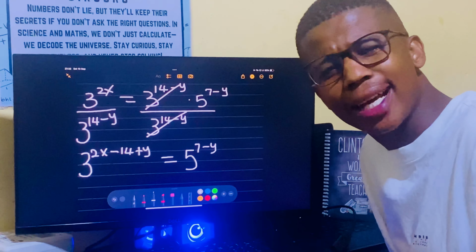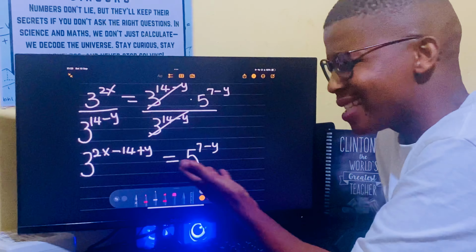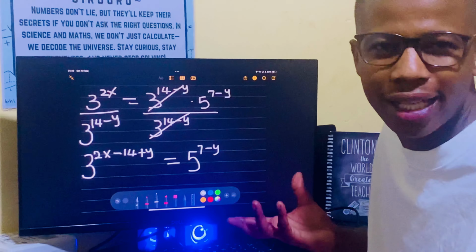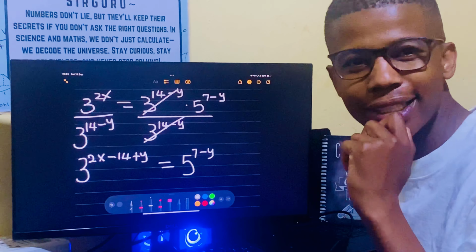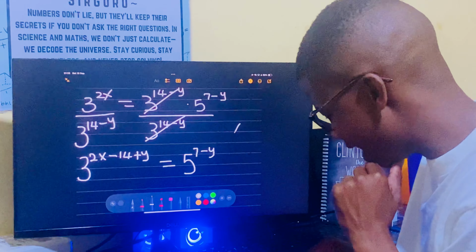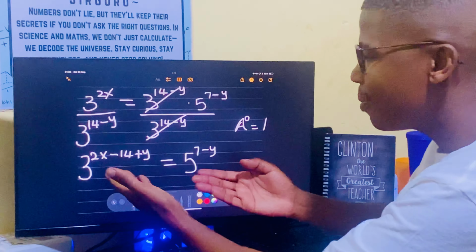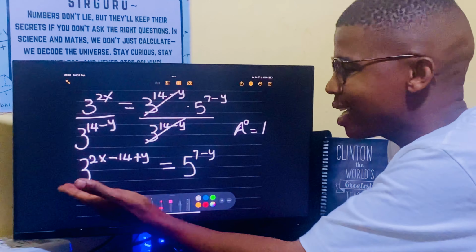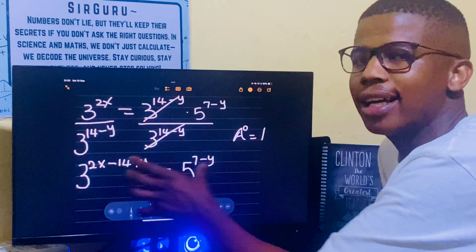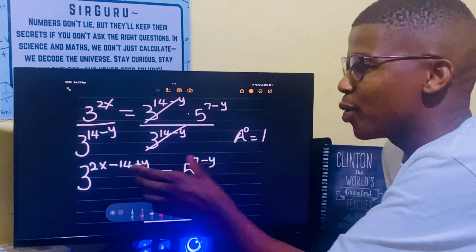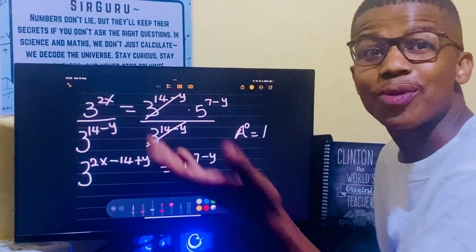Then we stop a little bit. We're like, how is this going to be possible? We have different bases. We cannot drop them and equate the exponents because the bases are not the same. But we have this important rule in exponents that says anything to the power 0 equals 1. So when we meet this situation, the only way this is going to be true is if the left and the right are both equal to 1. So basically the exponents must be 0. 3 to the power 0 is 1. 5 to the power 0 is 1.